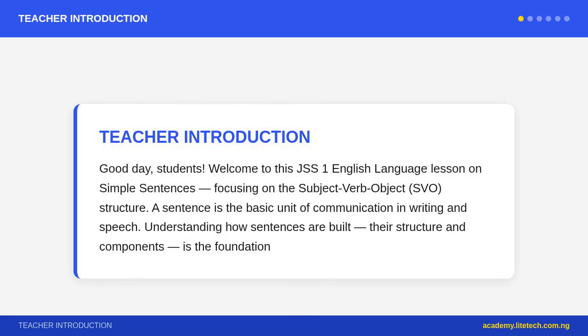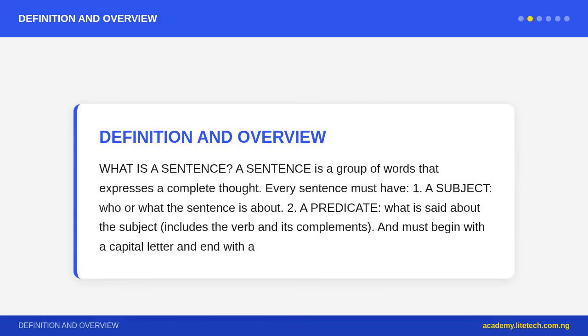The basic sentence pattern, SVO. Subject, the person, thing, or idea performing the action or being described. Verb, the action word or linking verb that connects the subject to the rest of the sentence. Object, the person or thing receiving the action. Examples. Chidi reads books. Subject, Chidi; verb, reads; object, books. The teacher explained the lesson. Subject, the teacher; verb, explained; object, the lesson.